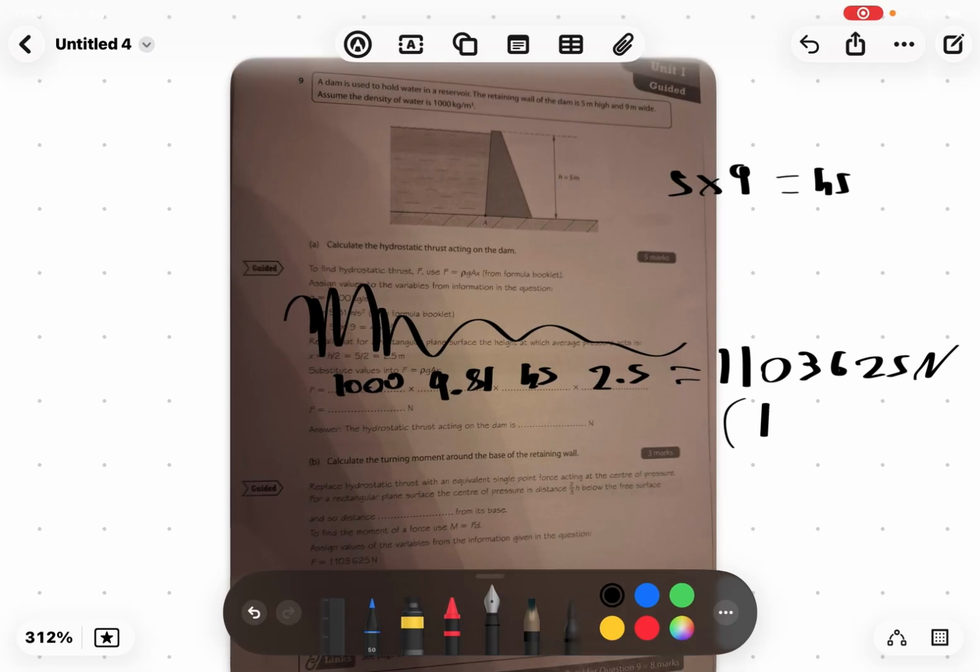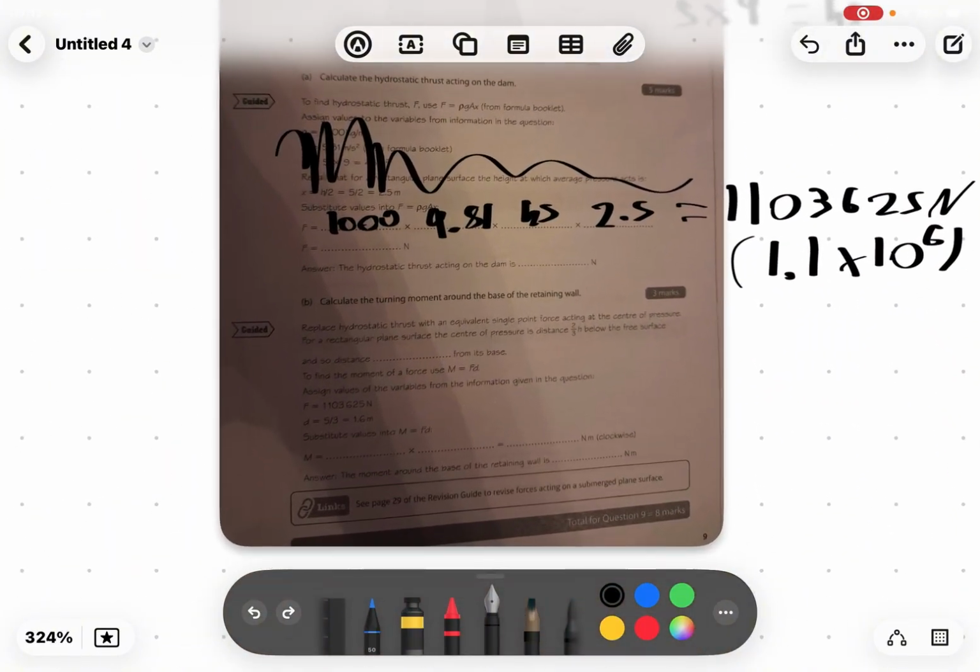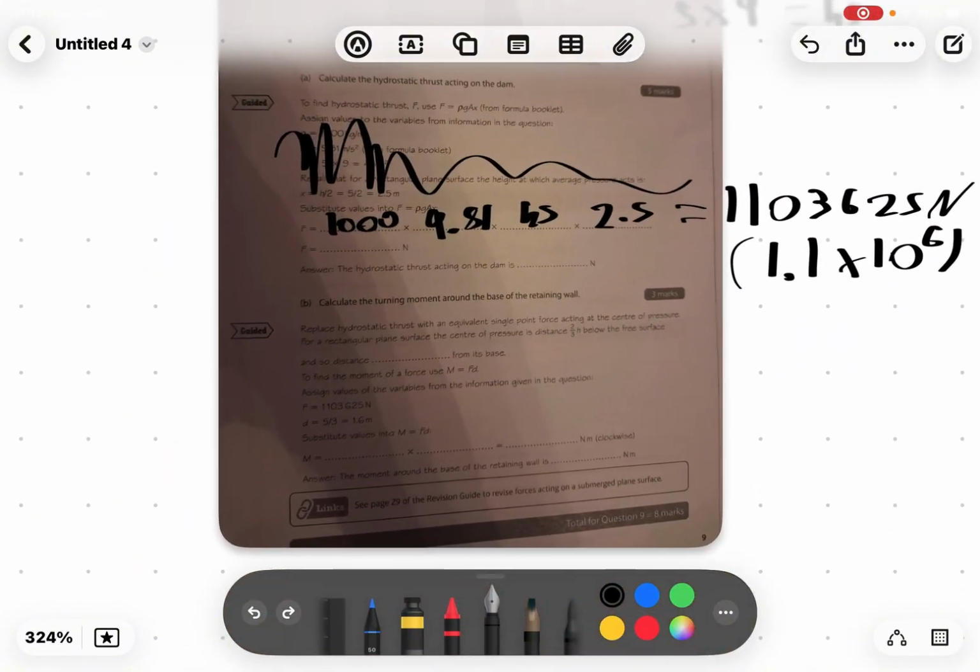Also might come out at 1 times 10 to the power something; this is what it also comes out as. So after that, second question.